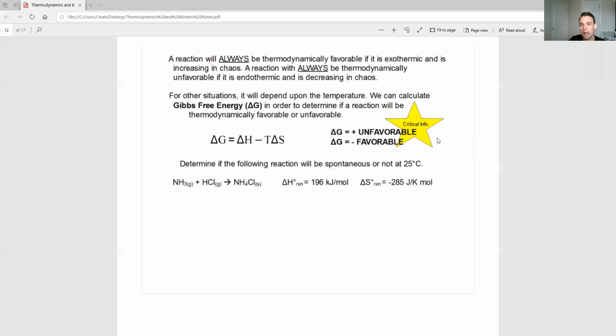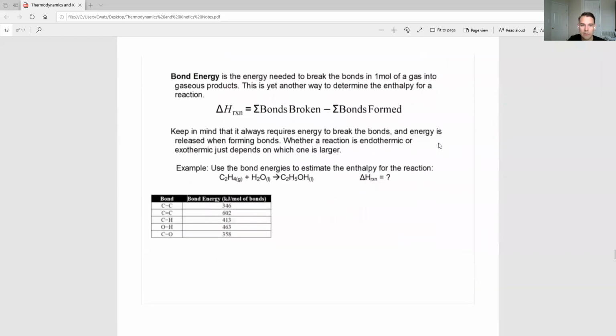Okay, and then the last page for today, this gives us the rest of our thermo portion, and we'll start with the kinetics part next week. Just another way to calculate delta H. There are so many ways to calculate delta H, and this way we can do it with bond energies. So bond energy is the energy needed to break the bonds in 1 mole of a gas into gaseous products. This is yet another way to determine the enthalpy for a reaction.